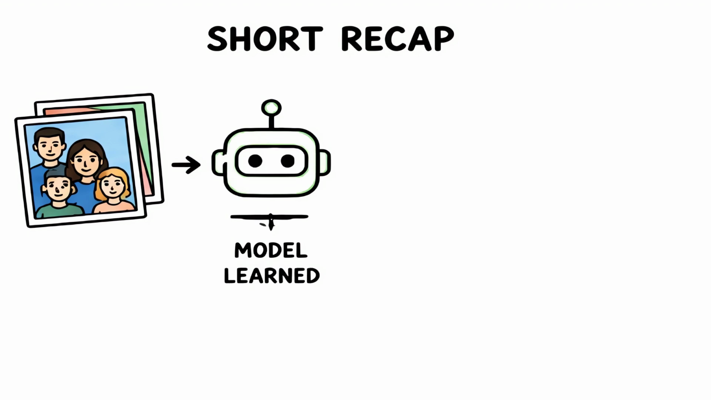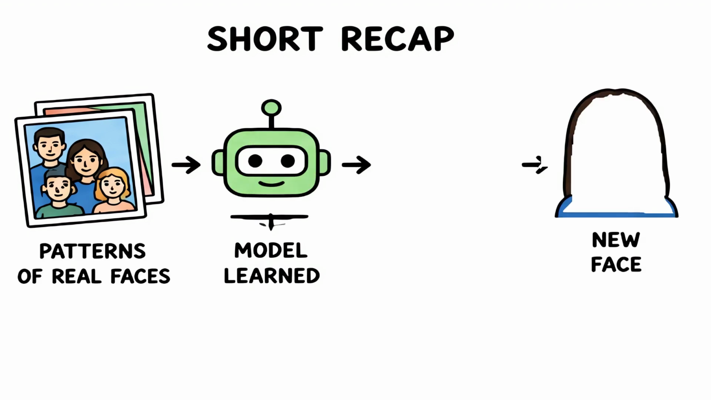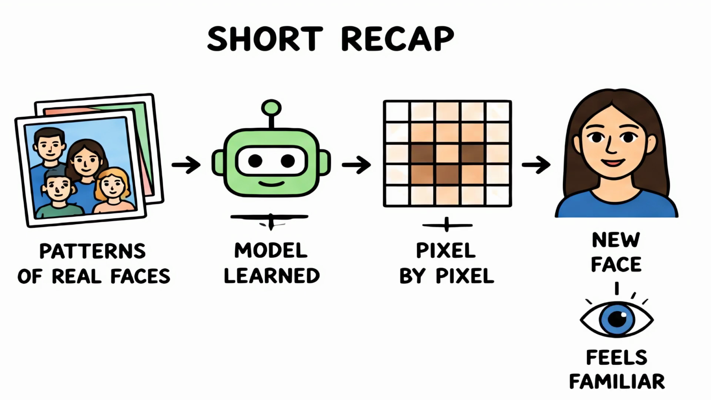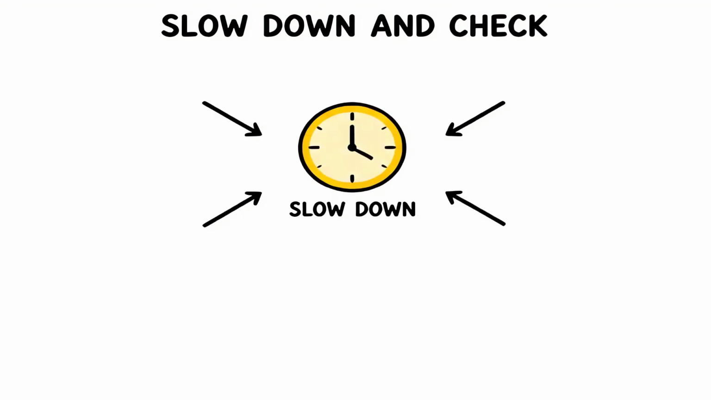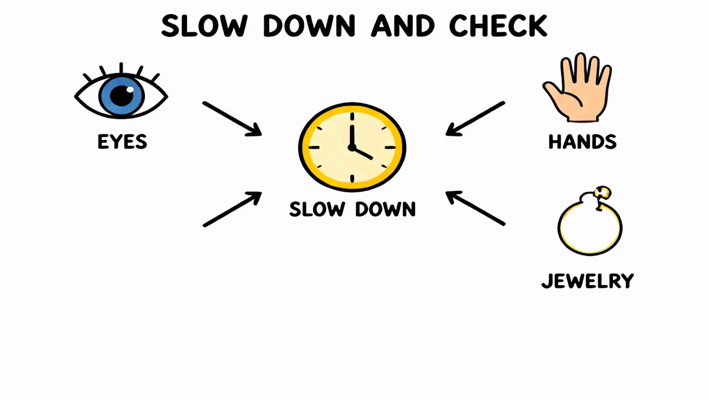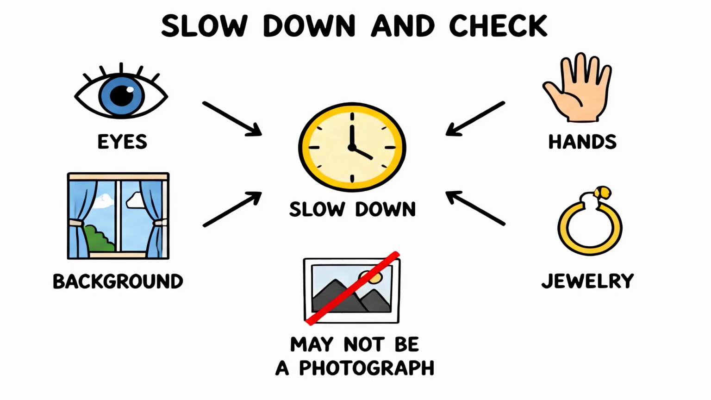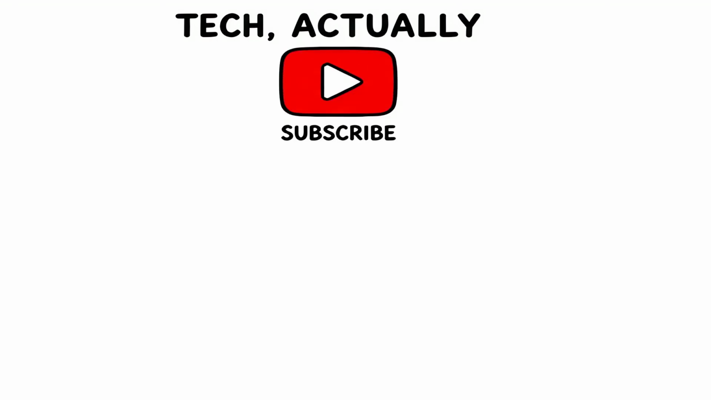Here is the short recap. Fake AI faces look real because the model learned the patterns of real faces. Then it builds a new face from those patterns, pixel by pixel, until the result feels familiar to your eyes. And the practical takeaway? Slow down before you trust a face online. Check the eyes, the hands, the jewelry, and the background. If two details disagree, the image may not be a photograph at all.